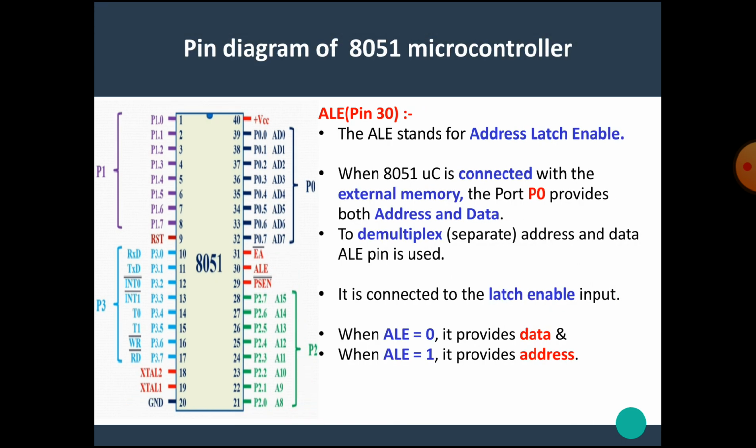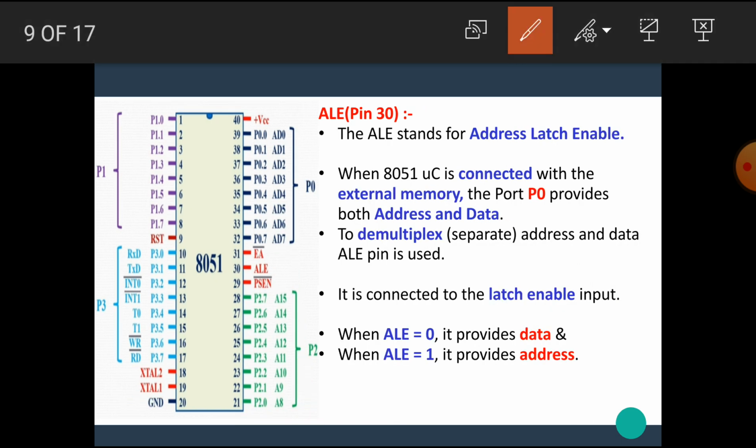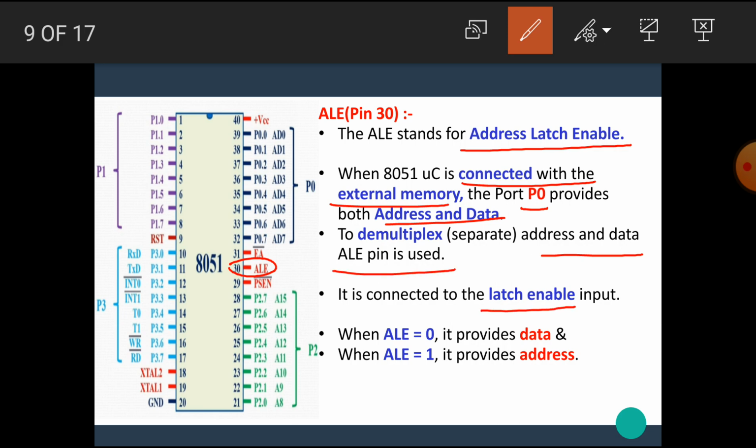Okay, our next pin is ALE pin, or pin number 30 is ALE pin. The ALE stands for address latch enable. When 8051 microcontroller is connected with the external memory, the port P0 provides both address and data. To demultiplex or to separate address and data, ALE pin is used. It is connected to the latch enable input. When ALE equal to 0, it provides data, and when ALE equal to 1, it provides address.